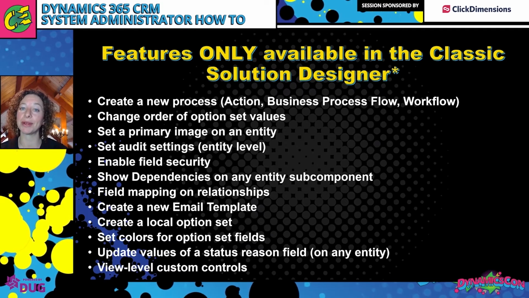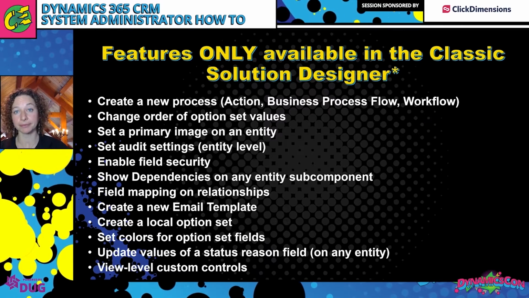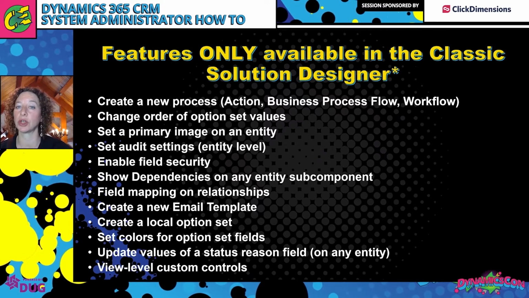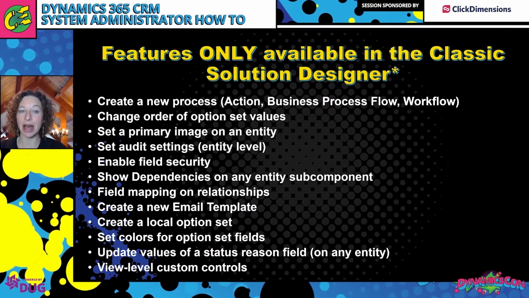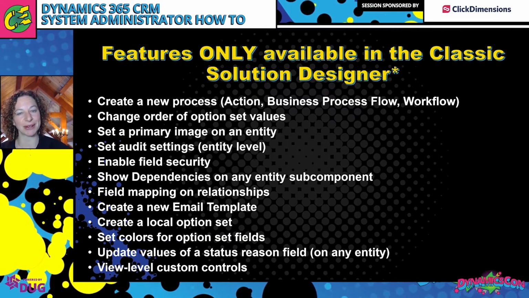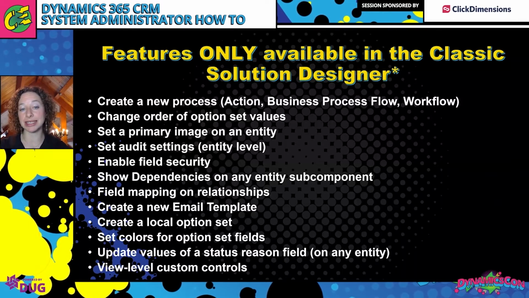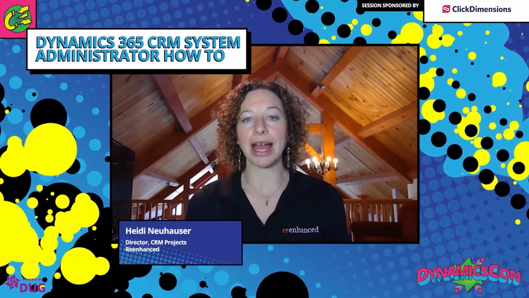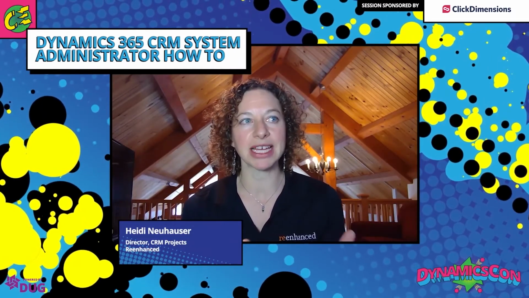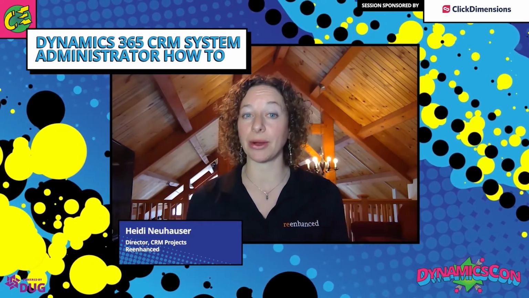Like I said before, when you're adding a new choice field in Power Apps in the Maker Portal, it by default creates it as a global option set, which is great. Set colors for option sets, update values on a status reason field. That one surprised me. You'll have to go to Classic today and view level custom controls like the one we'll implement today. So I know that's a lot of information, but I think it's really, really important for what we're going to talk about today, which are our how-tos.